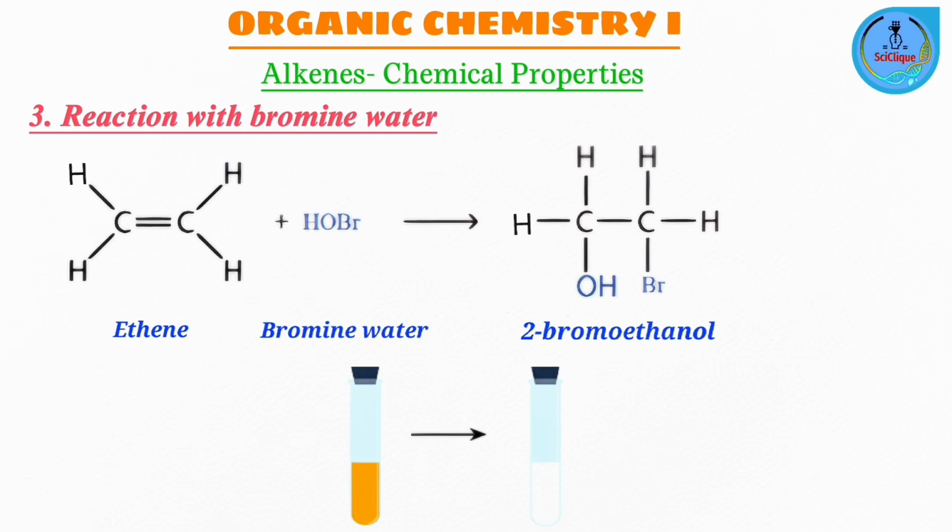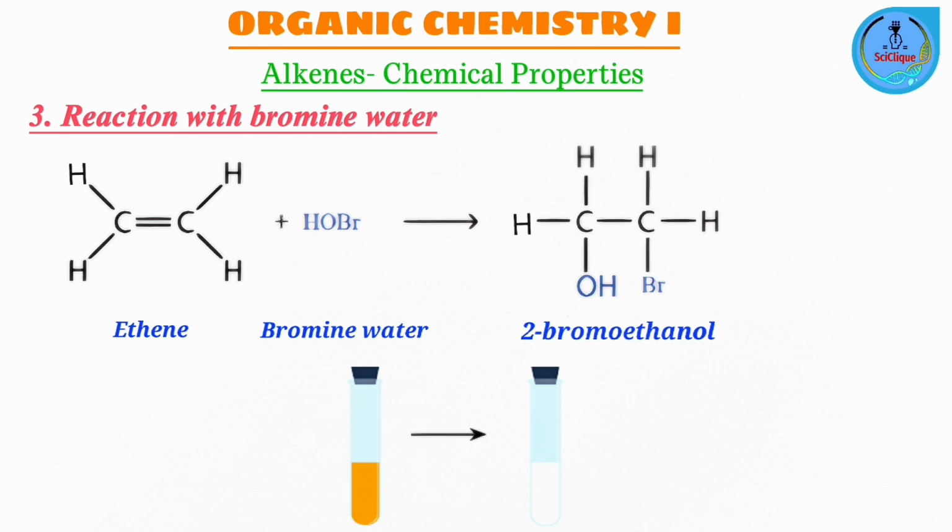Now, this is because ethene reacts with the bromine water to form a compound called bromoethanol. This compound is colorless, and that is the reason why you are seeing a color change. You are seeing a change from yellow to colorless because the compound being formed is colorless. So, this is used as a test for alkene. If you want to find out whether a substance is alkene, use bromine water. If it's decolorized, then most probably alkene is present.